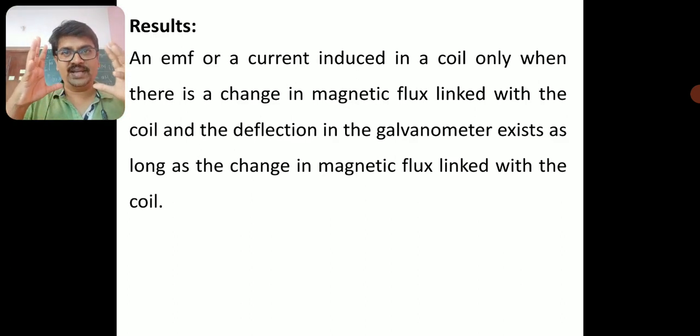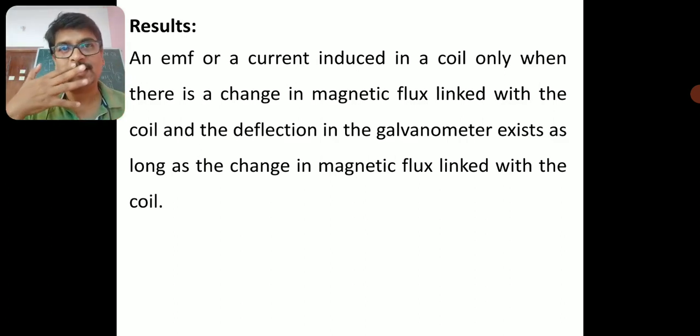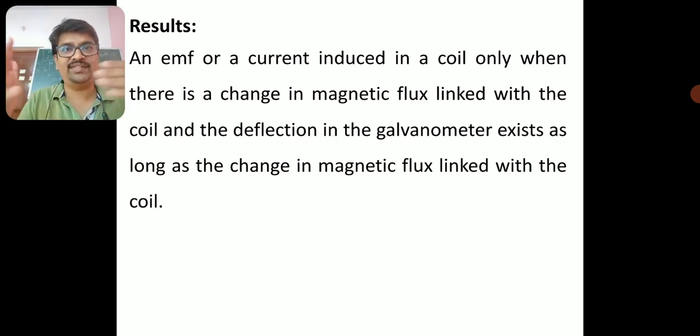So overall I can conclude that only if the flux changes, if the magnetic lines of force change, is there an EMF induced in the coil. That is the conclusion you have to make here. It is not simply the movement of the magnet or the coil. It is the flux which is actually changing through all these movements. Whatever movements you make to produce a current, it is because of the change in flux linked with the coil. That is why an EMF or a current is induced in the coil, and that is why the galvanometer shows deflection.